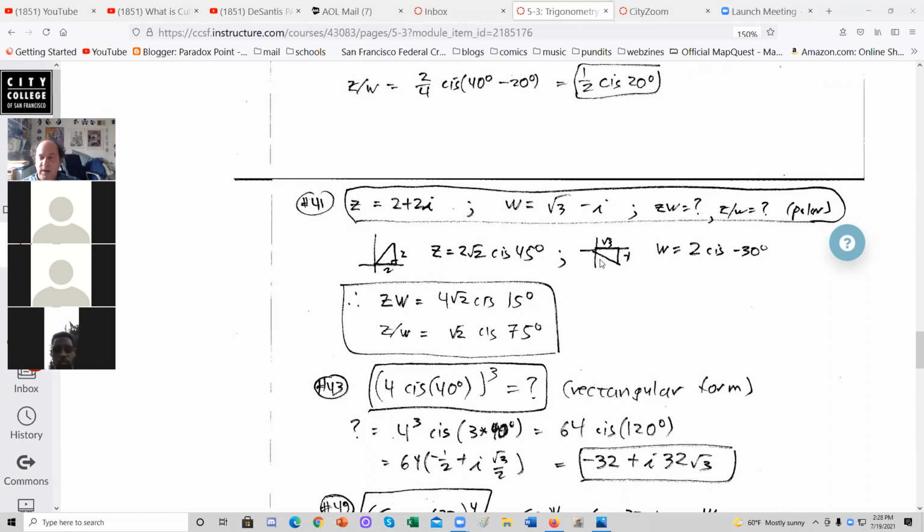Its radius, the diagonal, is 2. This is a 30, 60, 90 triangle. This will be negative 30 degrees. They're negative because it's clockwise. And so W is 2 cis of negative 30 degrees.